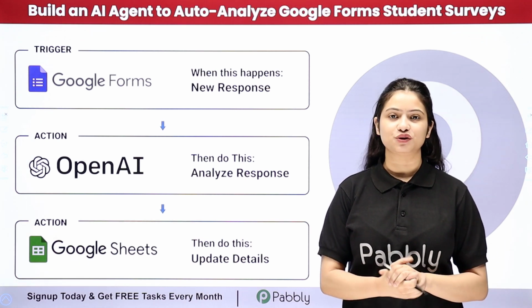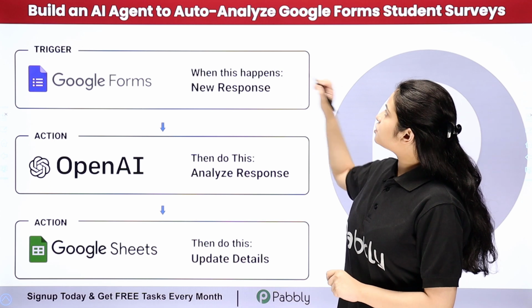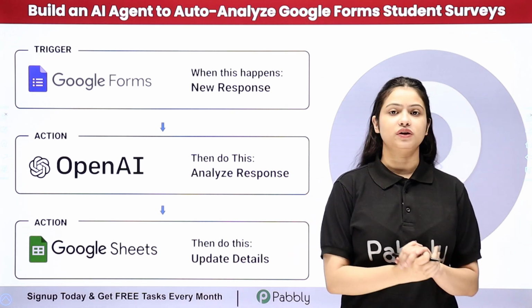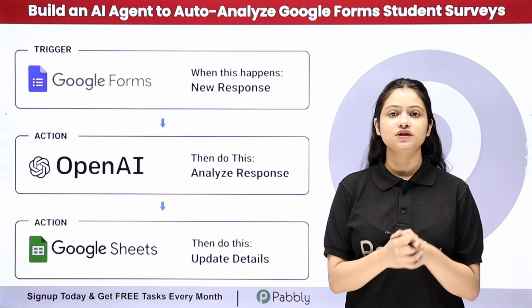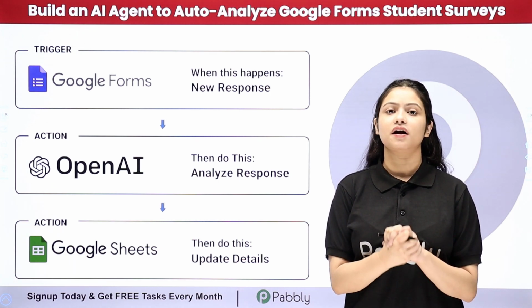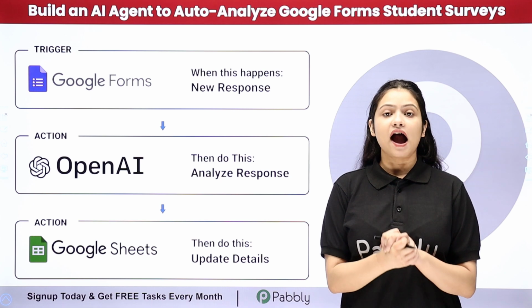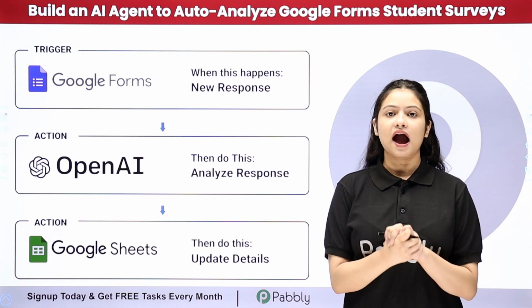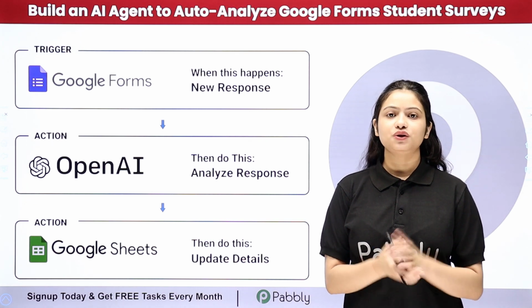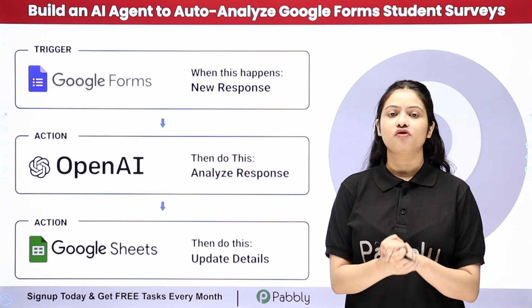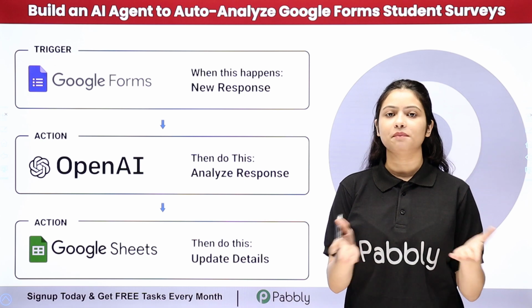In this video, we are going to learn how to build an AI agent to auto-analyze Google Forms student surveys. So I am working as a student coordinator and I am receiving multiple student feedbacks on a regular basis regarding the workshops and the classes. I need to analyze each of the responses and add a summary in my Google Sheets. This is a long process, so I have decided to automate this entire task with the help of my AI agent, that is OpenAI and Pabbly Connect.